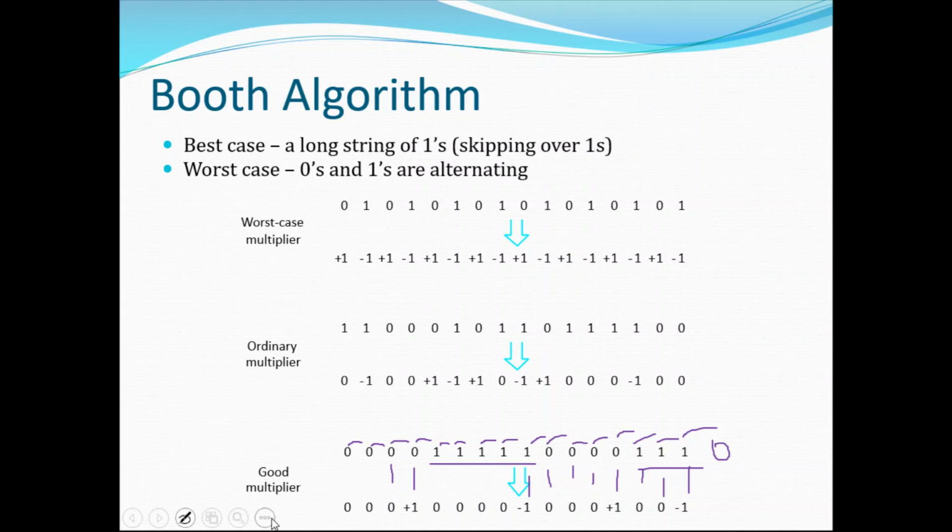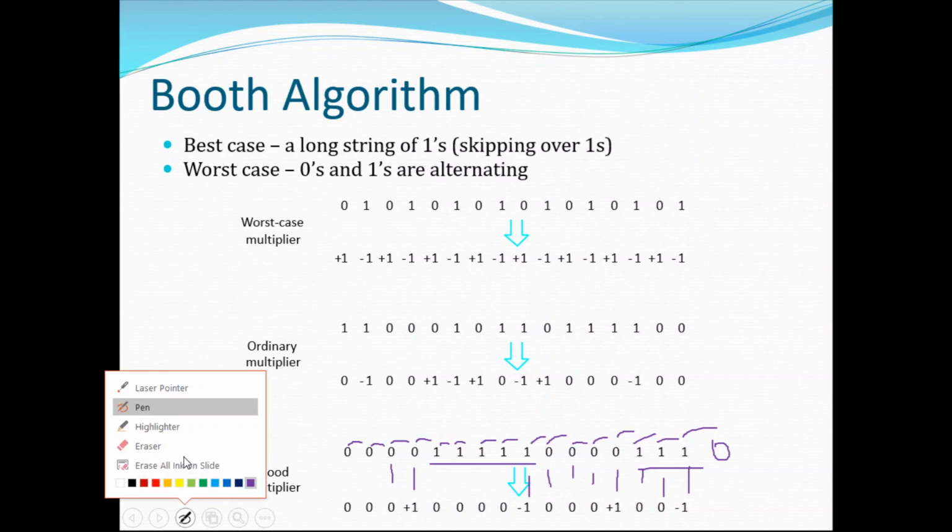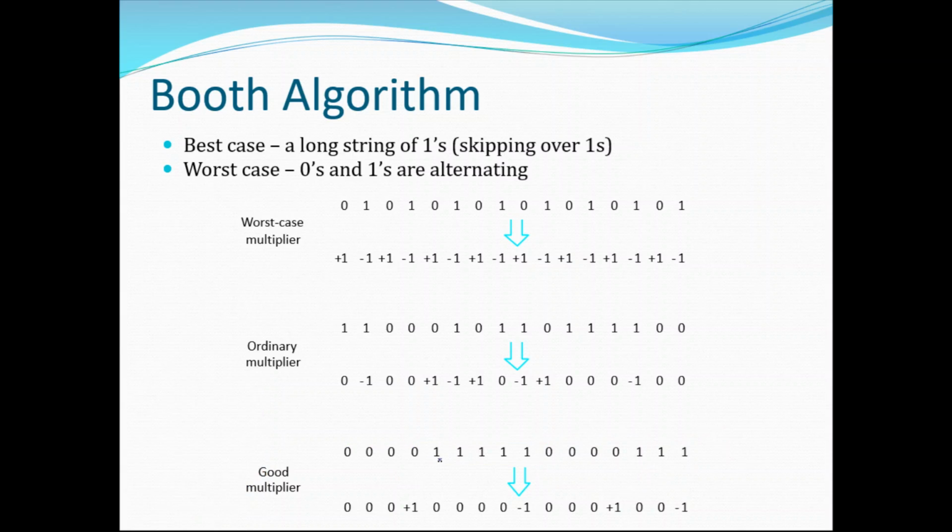If you compare the number of additions, in normal multiplication it will be 1 2 3 4 5 6 7 8, 8 additions; the multiplicand will be added 8 times. Whereas with Booth's algorithm the number of additions is reduced to 1 2 3 4, just 4 times.